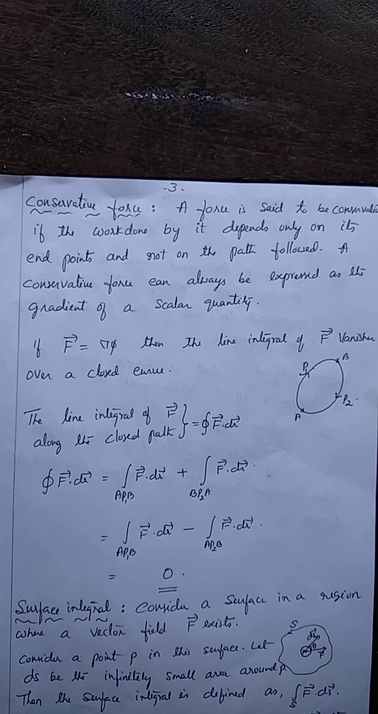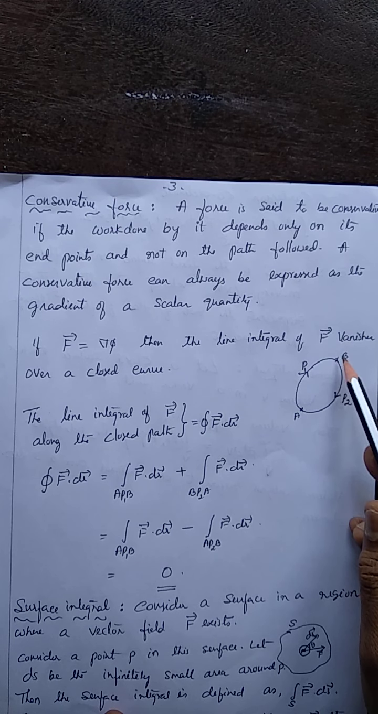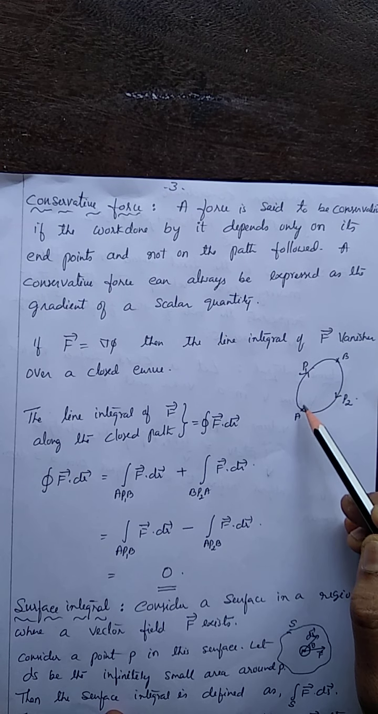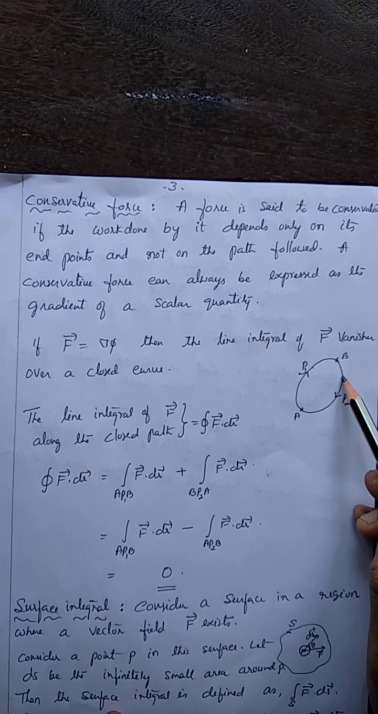Suppose a particle is taken along a closed path from the point A to point B. It is taken along the path P1B. From B to A, it is taken along the path BP to A. Suppose the force takes the particle along this closed path.